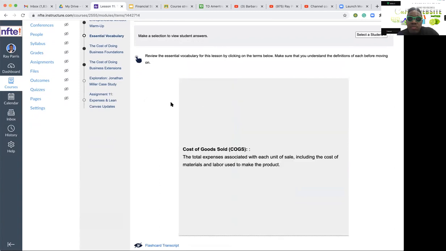All right, so the cost of goods sold. Let's say I have a t-shirt business, which I do, and I need to purchase shirts and print on the shirts. When you deal with the cost of goods, you're dealing with one unit, and what does it cost to make that one unit? What materials do you need? What labor is involved to make that product? That's just the cost of goods.